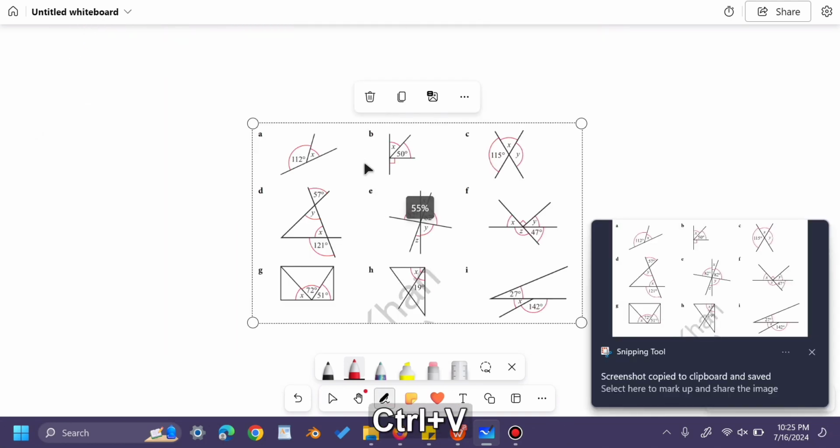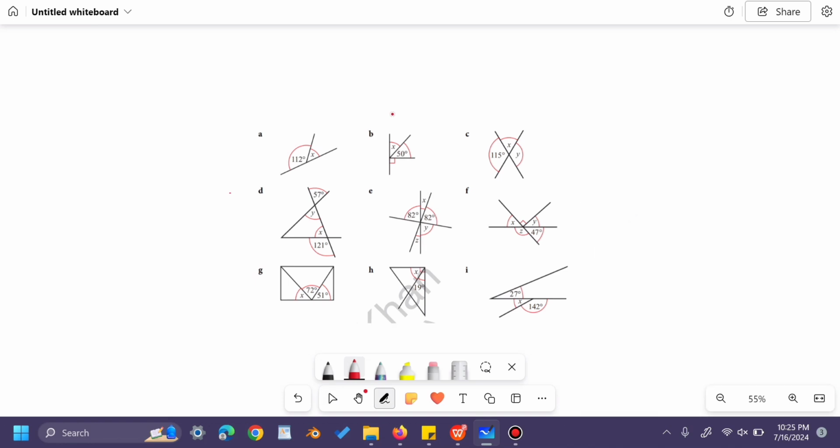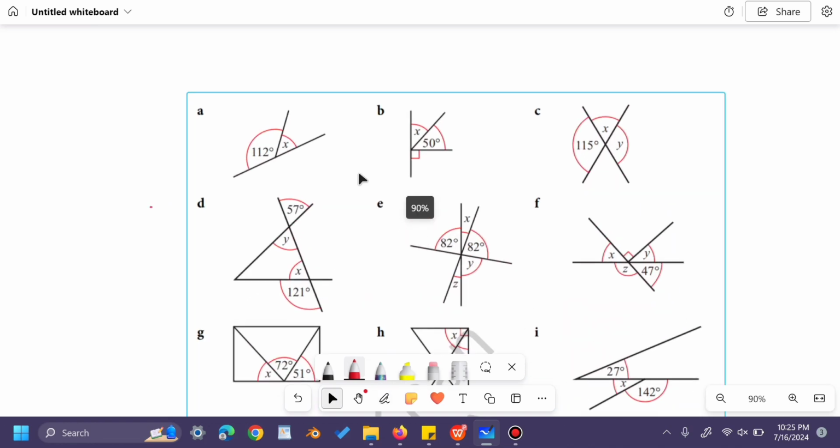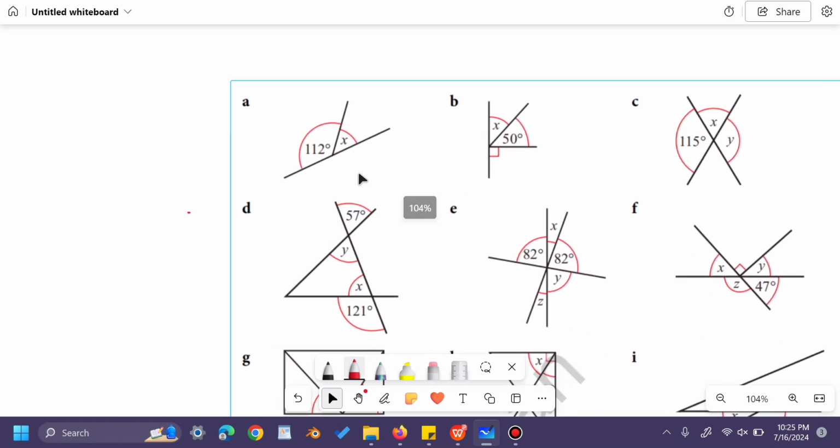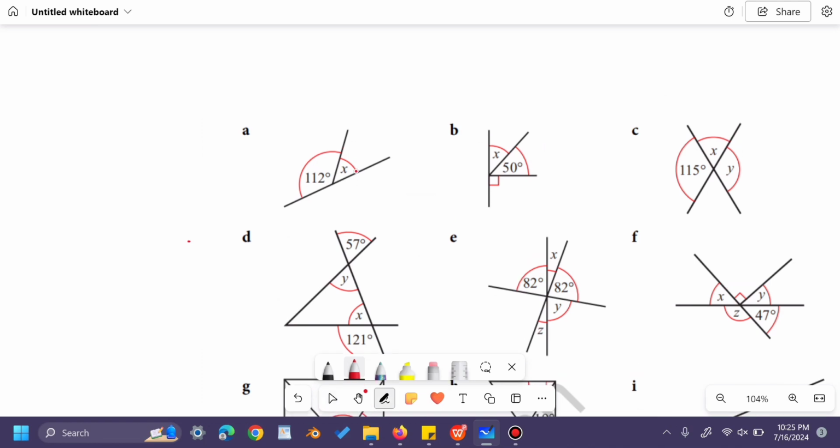Let me just paste it over here. Okay, that's fine. So let me just zoom in a little bit so it's clear. All right. So if we look at this first example, हमें पता है sum of angles on a straight line जो होता है वो 180 होता है. So this means this whole has to be 180 degrees.